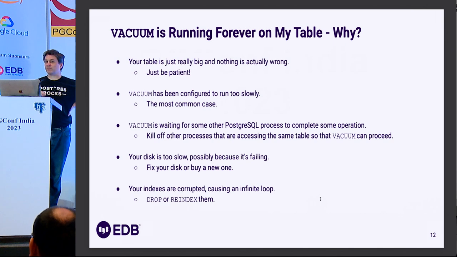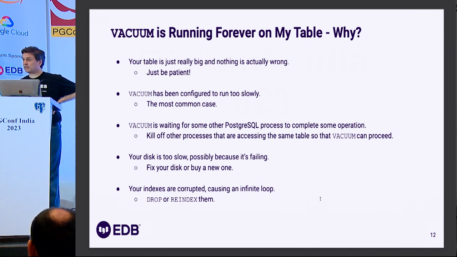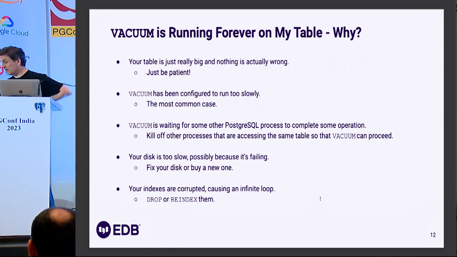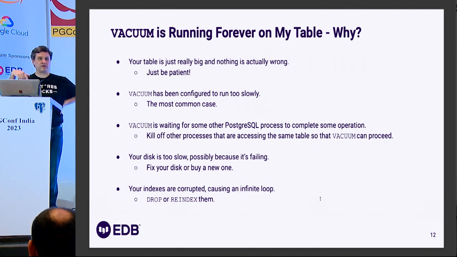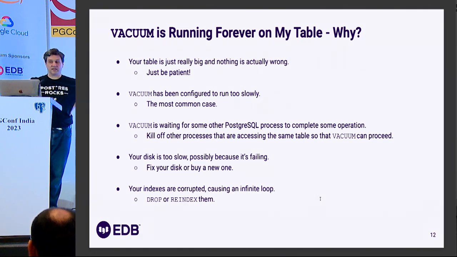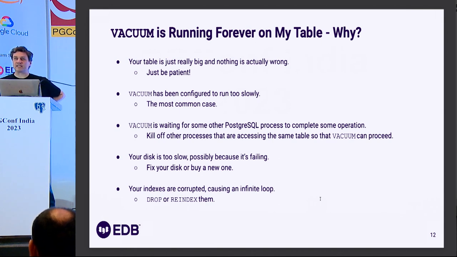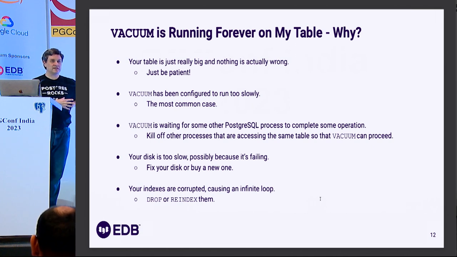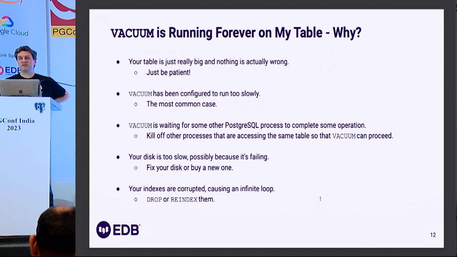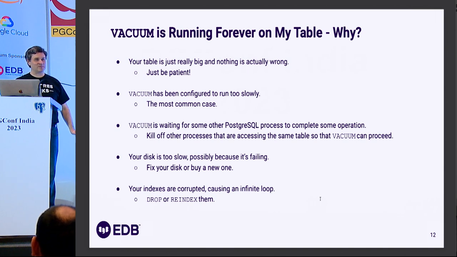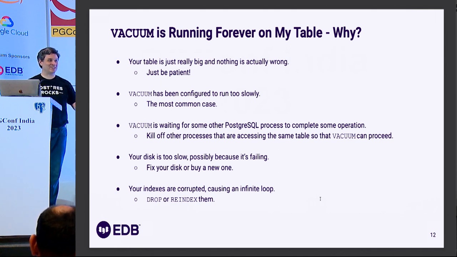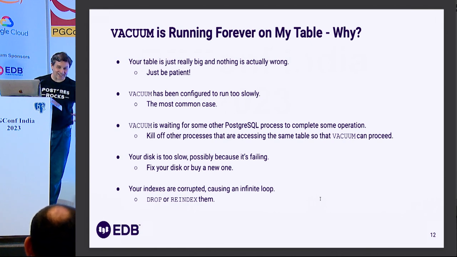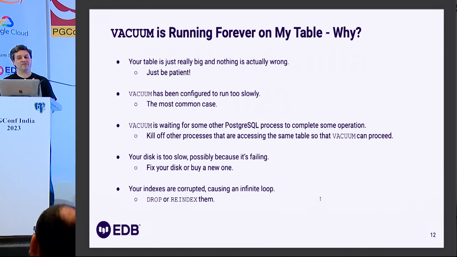Another possibility is that vacuum is waiting for some other PostgreSQL process to complete some operation. In this case, it's actually stuck. It's not going to do any work until that other process, whatever it is, gets out of its way. In this case, we might need to kill off other processes that are accessing the same table so that vacuum can proceed. In the alternative, we could kill vacuum. But what will happen if we kill vacuum? Well, autovacuum will restart it, right? Remember, autovacuum is very reliable, and its job is to run vacuum when it's required. If it was required before and you killed it, it's still required. It's going to get restarted. What we need to do is get the other things out of its way so that it can be finished, and then we will be in much better shape.